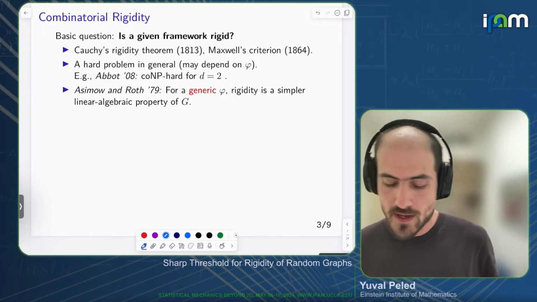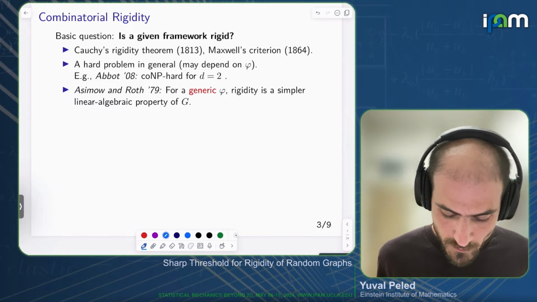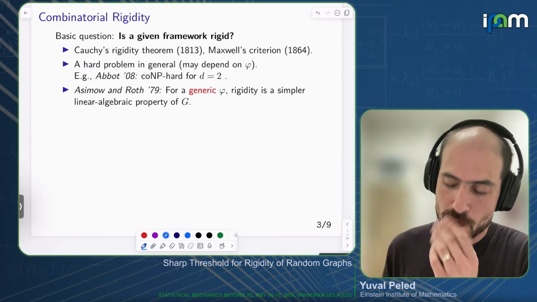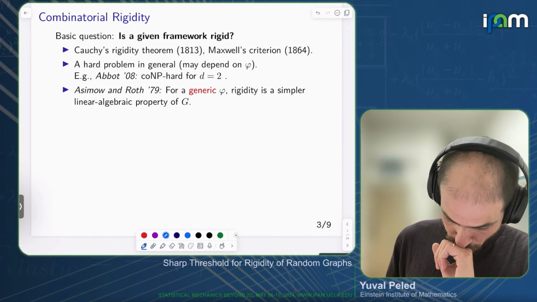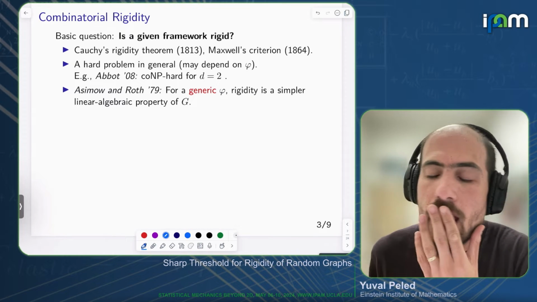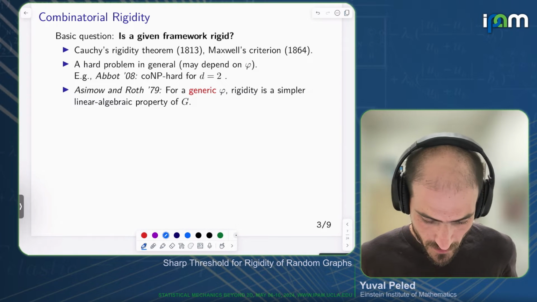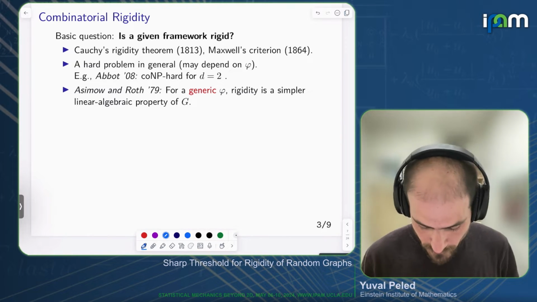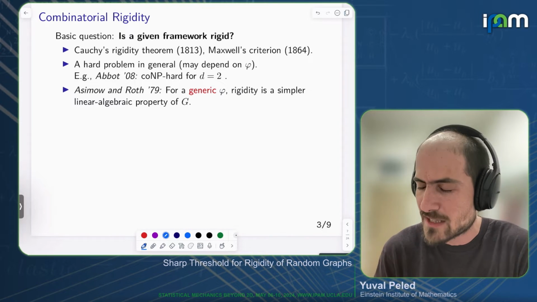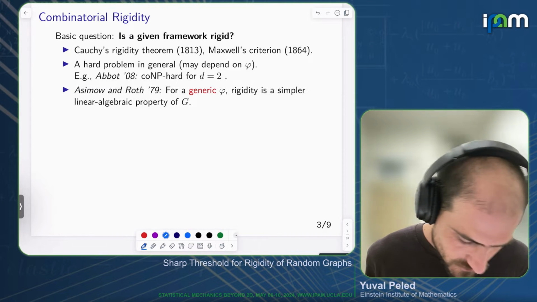Like all generic maps are the same, and moreover, it's a linear algebraic property. Sorry, and this was discovered by Asimow and Roth in the late 70s, and maybe I'll try to explain very briefly what was their discovery.